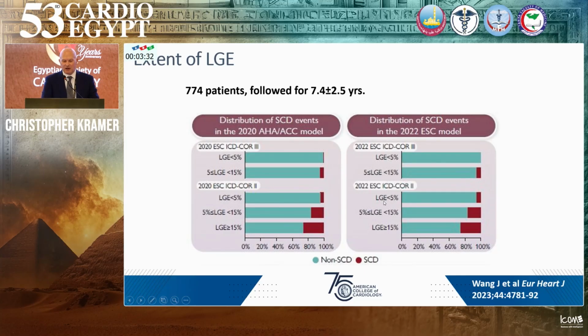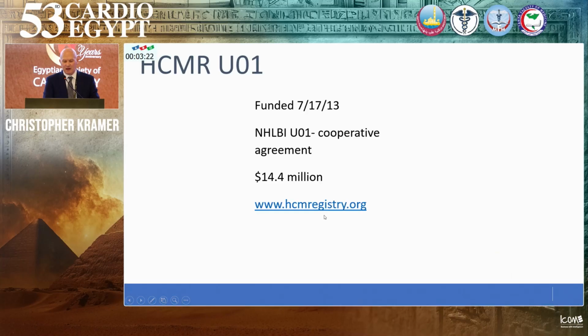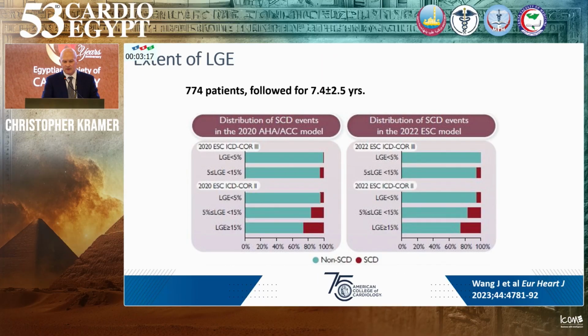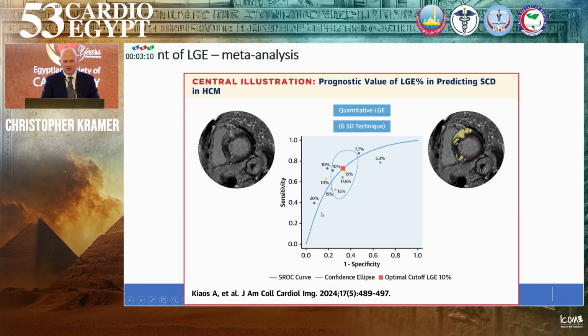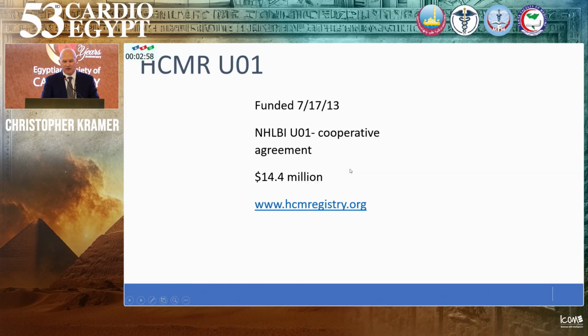This is a Chinese study. Maroon bars represent sudden cardiac death events. You can see that most of the events are those with LGE more than 15%, but there are a substantial number of events in patients with between 5 and 15% LGE. In fact, this meta-analysis in JACC Imaging a year or so ago showed that the optimal sensitivity and specificity to predict sudden cardiac death is probably closer to 10% of LV mass.